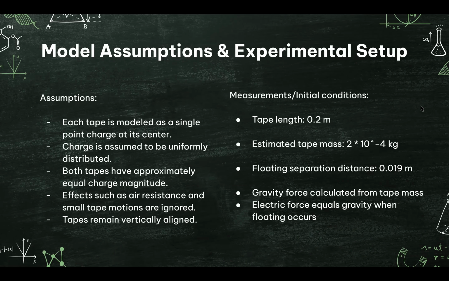To make calculations manageable, several simplifying assumptions were made. We treated each tape as though all its charge were concentrated at a single point in the center, even though the charge is actually spread along the tape. We also assumed that the charge is evenly distributed and that both tapes carry roughly the same charge magnitude. Additionally, we ignored air resistance and assumed tapes remained aligned vertically, even though in reality they can move slightly. These assumptions make modeling easier while still allowing predictions that are very reasonable and accurate compared to observations.